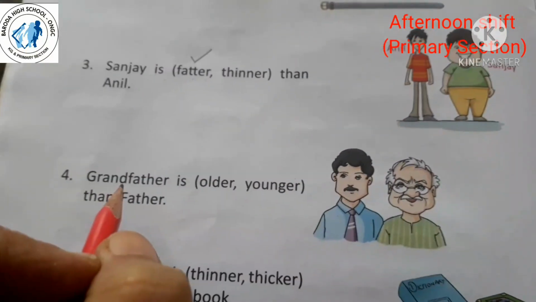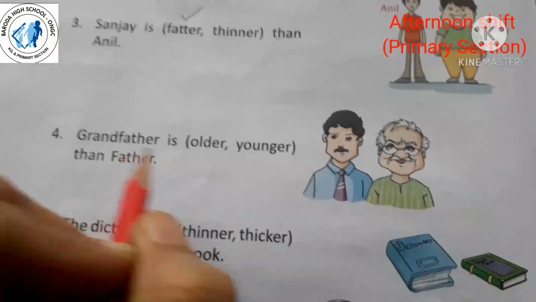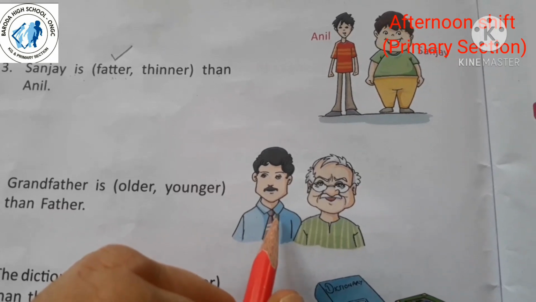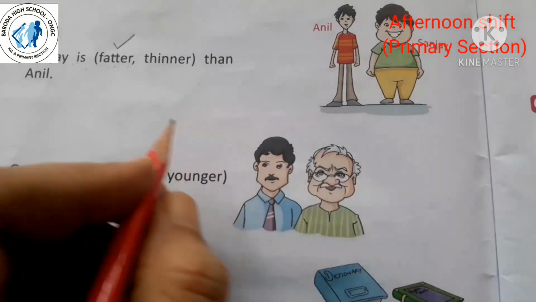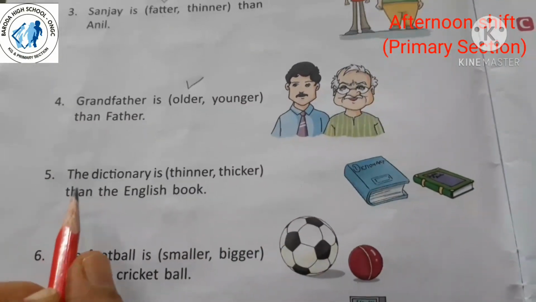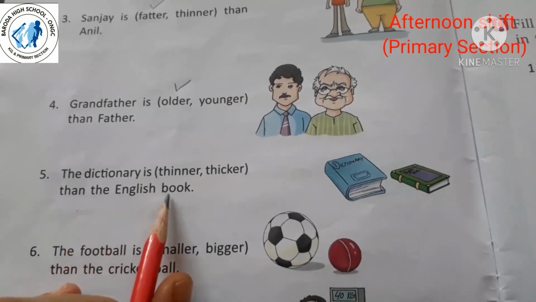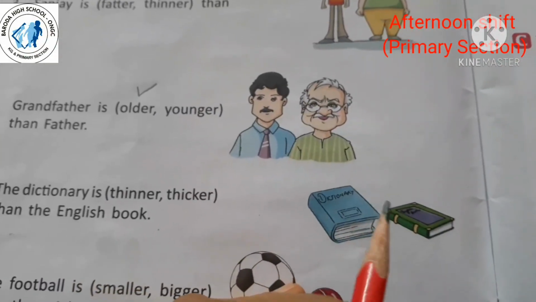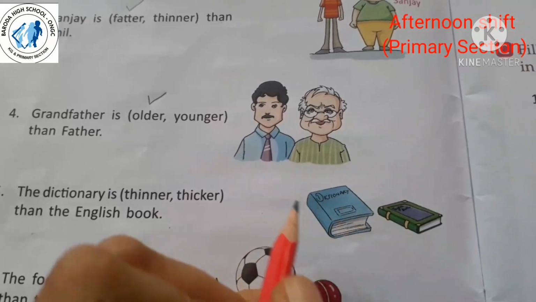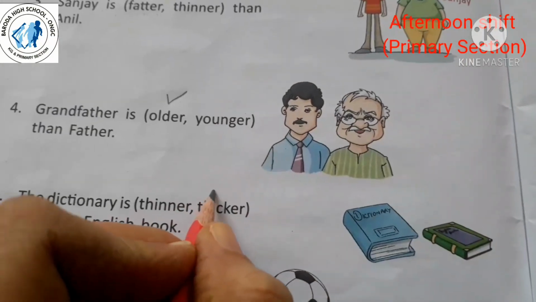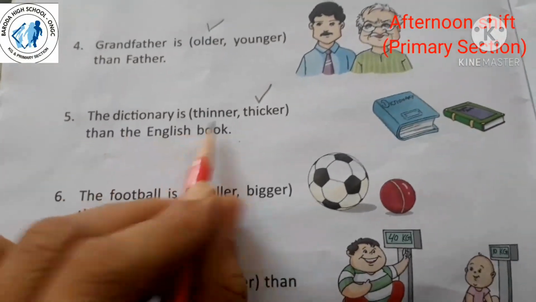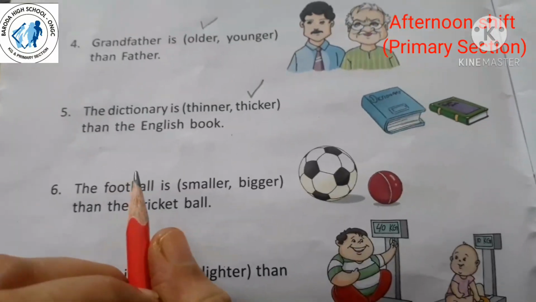Okay. Next, grandfather is blank than the father. Grandfather is older or younger? Older, right? So grandfather is older than father. Fifth, the dictionary is blank than the English book. See, thinner or thicker. This is the dictionary and this is the English book. So is the dictionary thick or thin compared to the English book? Thick. So thicker. Okay, we add ER to the word form. Okay, in this way we compare.